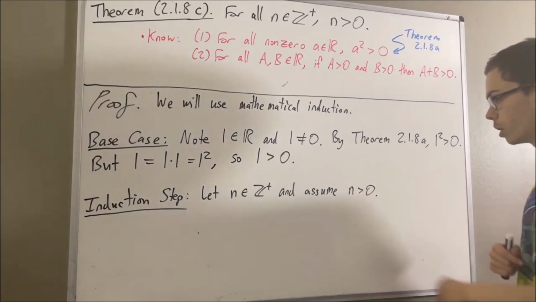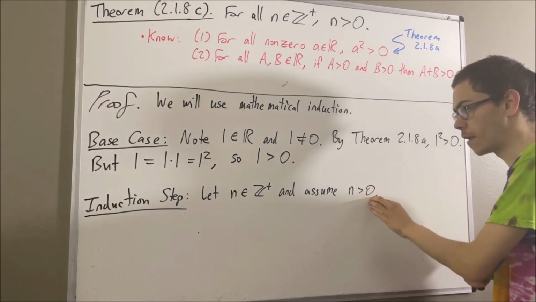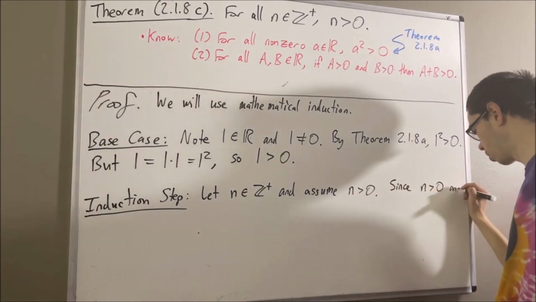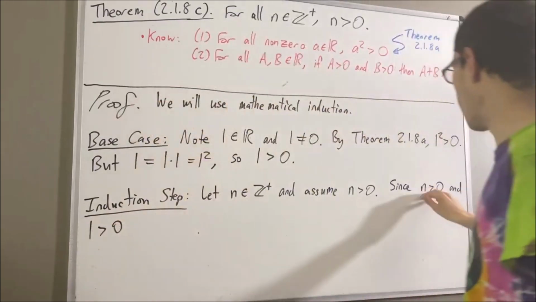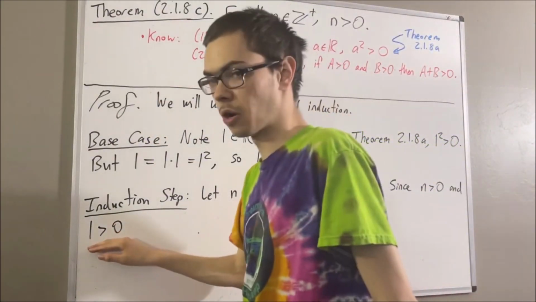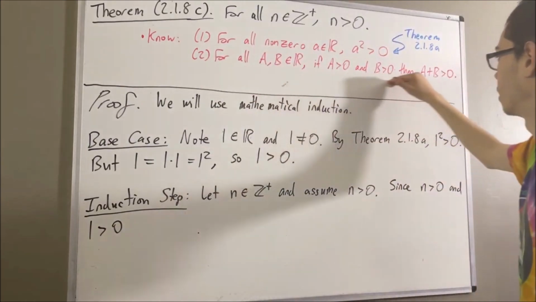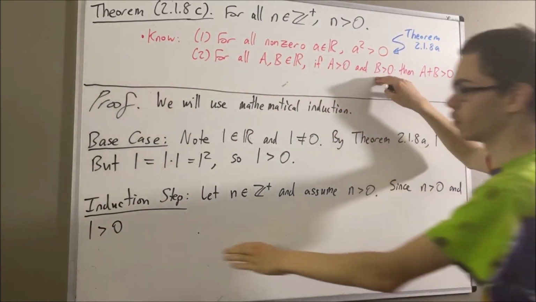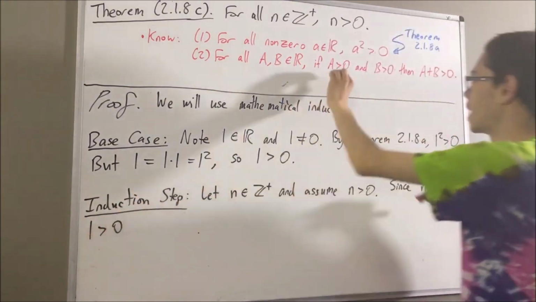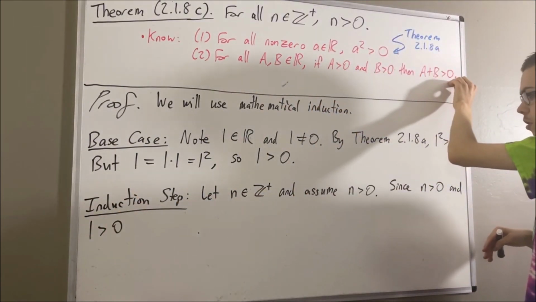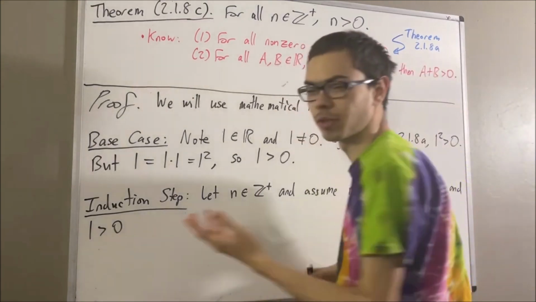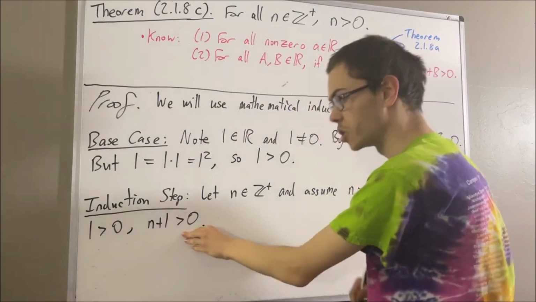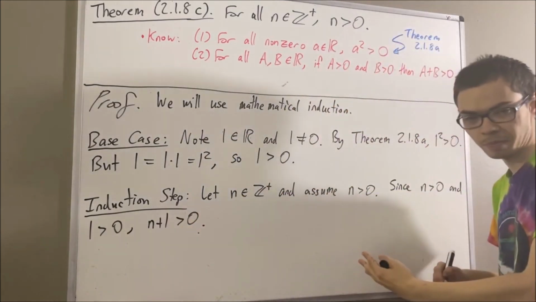Now, we know that n is greater than 0. And from the base case, we also know that 1 is greater than 0. So since n is greater than 0 and 1 is greater than 0, we can apply our second fact, right? If we call a = n and we call b = 1, well, we have that a plus b is greater than 0. In other words, n plus 1 is greater than 0. And that's exactly what we wanted to prove. So this completes the induction step.